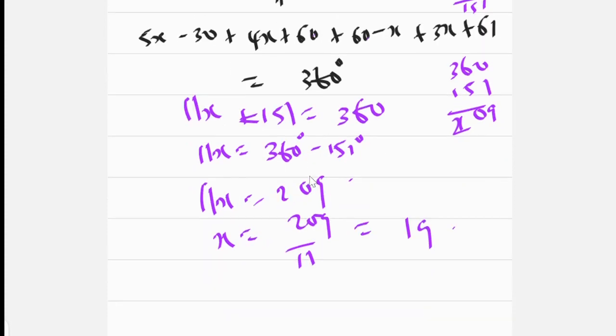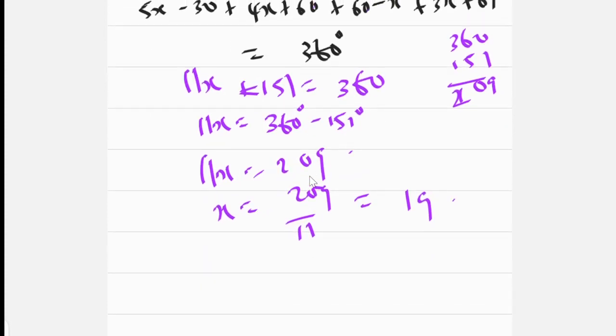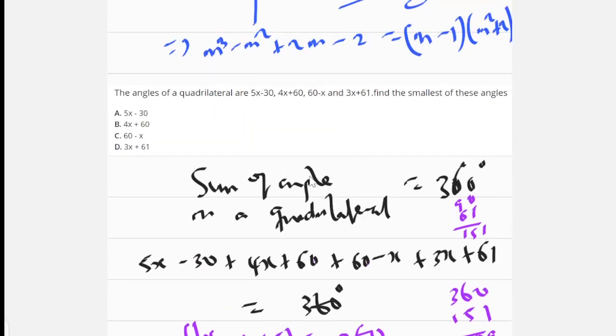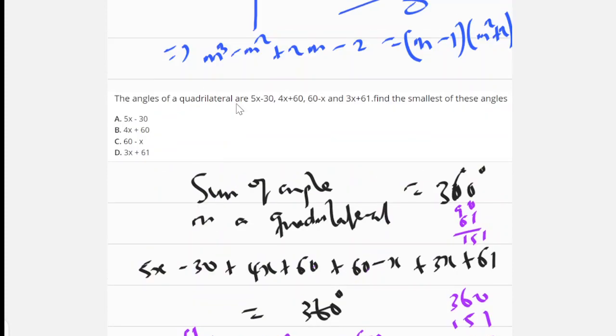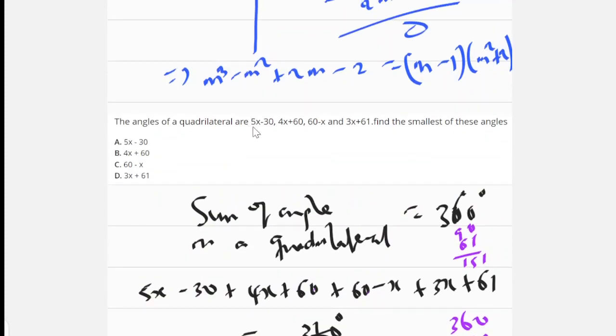Now that I know the value of x, if I were you, I will just write the quadrilateral again, since we are asked to find the smallest of these angles. We know that x is 19 now. Let me substitute the value of 19 here. 5 times 19 is 95 minus 30, this will give me 65. 4 times 19 is 76, 76 plus 60 is 136. 60 minus 19 is 41. 3 times 19 is 57 plus 61, so that is 118.